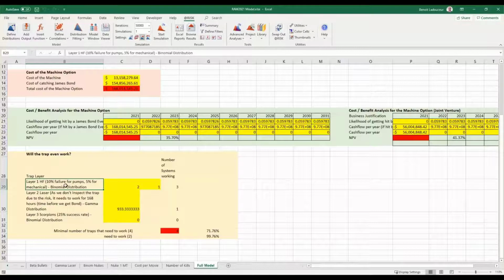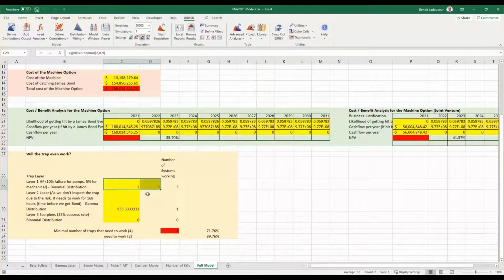This is simulated here because it's an on-off. It's simulated through a binomial distribution. So will it go on or off when triggered? I have here two samples of the binomial distribution with a 90% likelihood of success, and here one activation with a 95% likelihood of success. That's the reverse of the 10% failure and 5% mechanical failure. So here's basically giving the sum of how many of those pumps or gravity system for the HF would work.